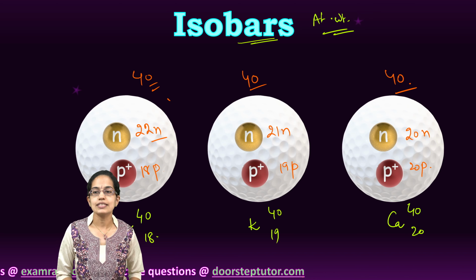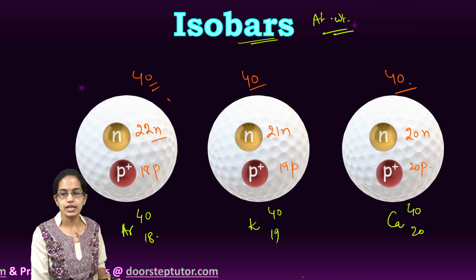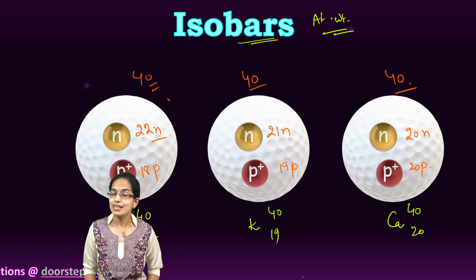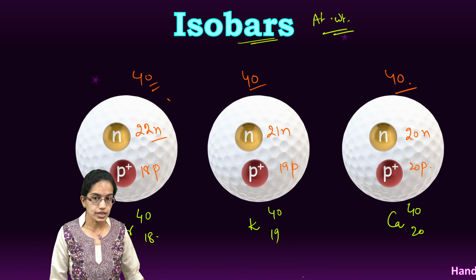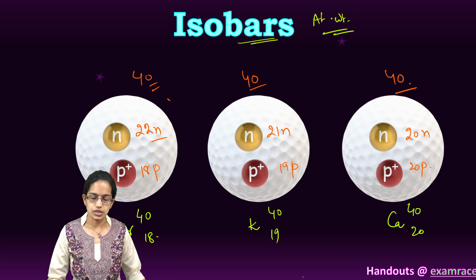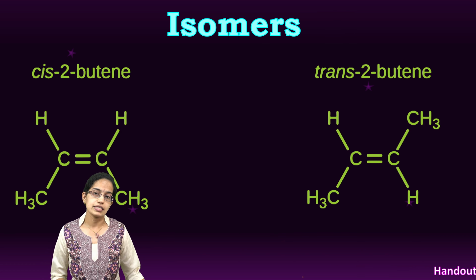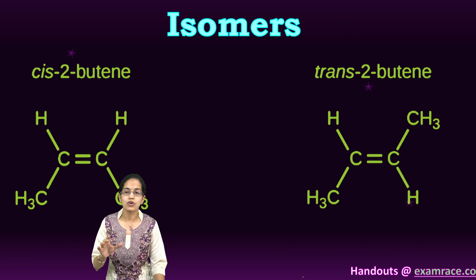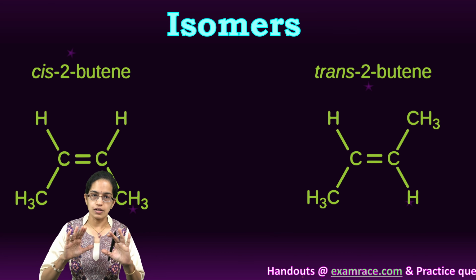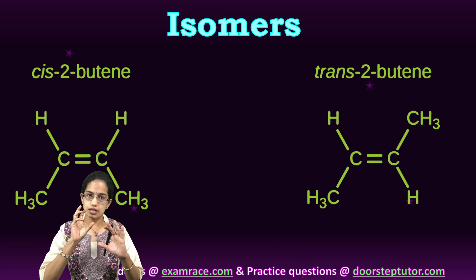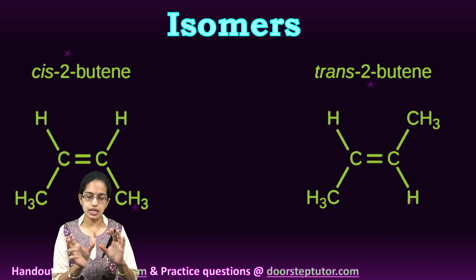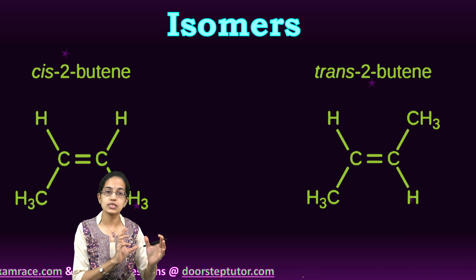The next is again a very important term, and that is isomers. Now isomers we would go into further detail in our upcoming lectures, but the idea here is isomers have identical structures, which is the composition remains the same, but the structural arrangements are different.